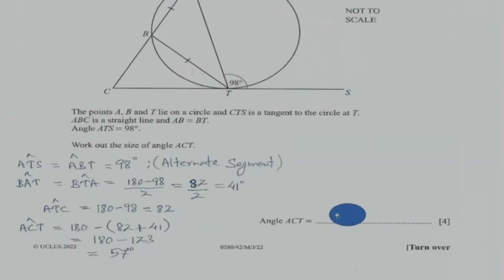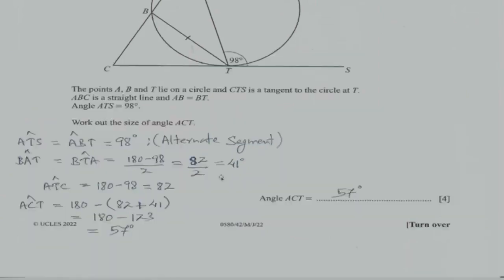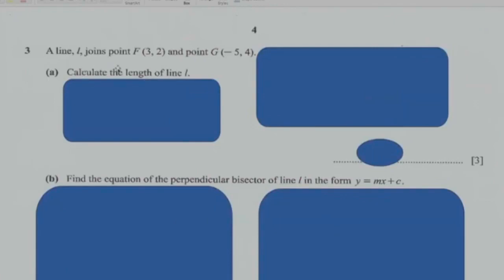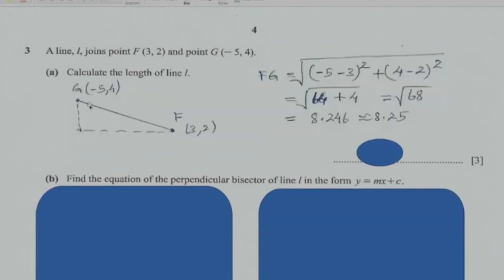57 is coming. So the angle ACT is 57 degrees. A line L joins point F and point G. Calculate the length of line. This length is equal to the square root of (y2 minus y1) squared plus (x2 minus x1) squared. So (minus 5 minus 3) squared plus (4 minus 2) squared. Then the answer you can get is 8.246.